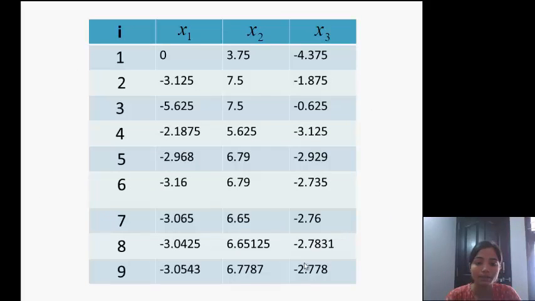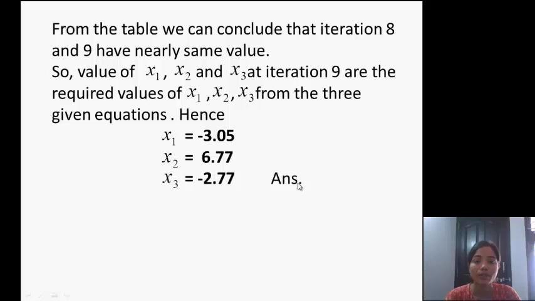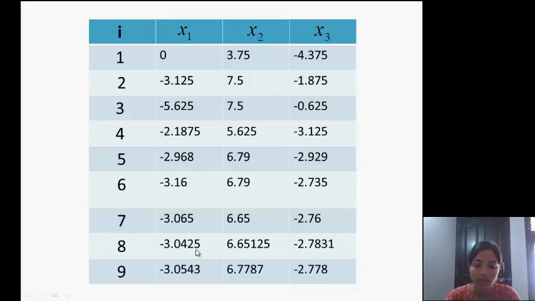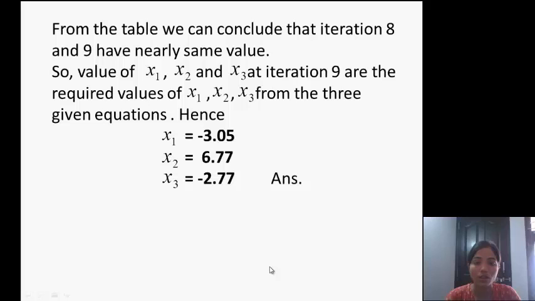In this table, these are the values of our iterations for x1, x2 and x3. From the table we can conclude that iterations 8 and 9 have nearly the same values. So the values of x1, x2, x3 at iteration 9 are the required values from the three given equations. Hence our result for x1, x2, x3 is as follows. Thank you.